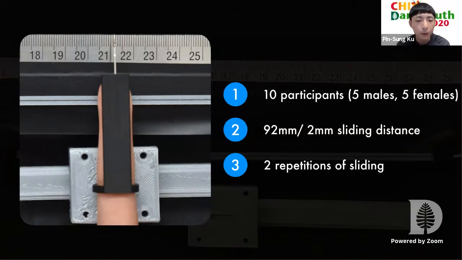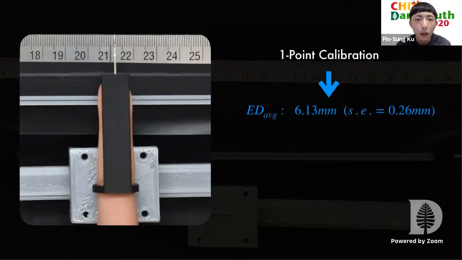We recruited 10 right-handed participants, and they need to slide their index finger with a 2 millimeter sliding distance and complete the total 92 millimeter sliding distance 2 times. We used average error distance to measure the tracking accuracy of our approach. And we also investigated the effect of calibration. We compared the sensing accuracy while varying the number of touch points used for calibration.